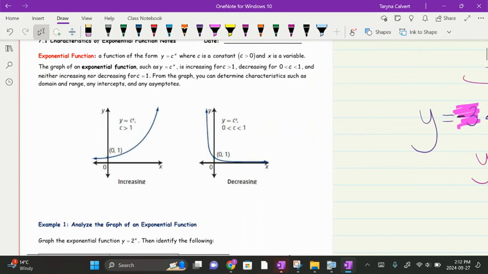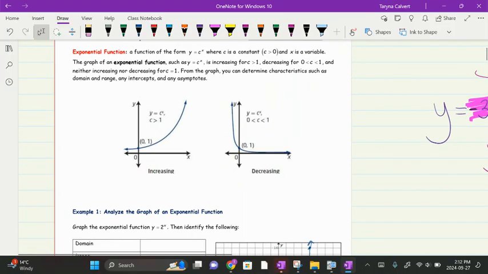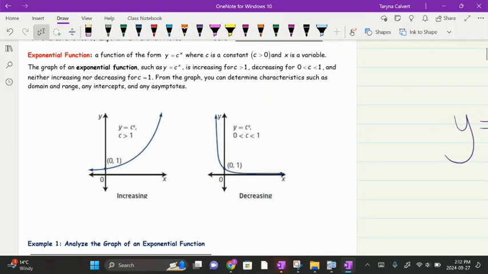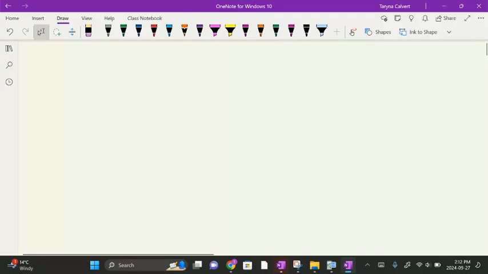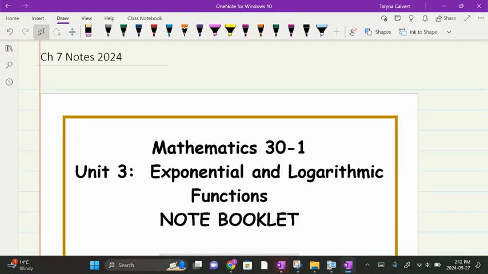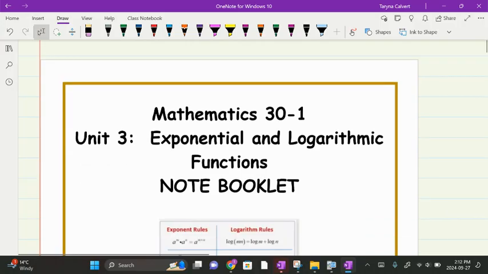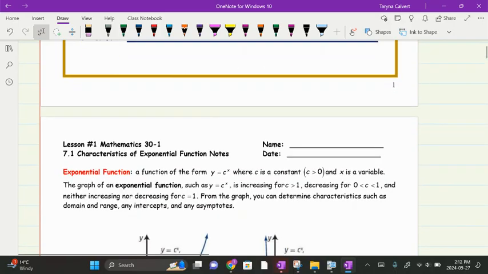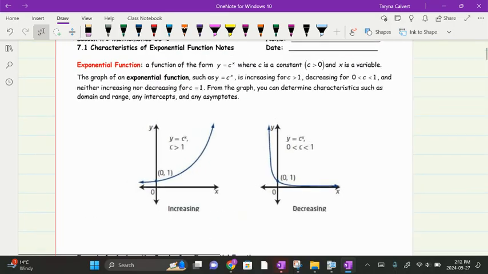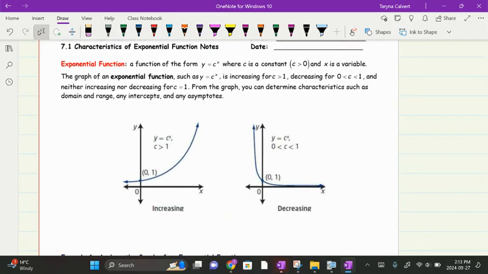But let's go through the characteristics. One thing you will have to know is the base will also tell you if it's increasing or decreasing. So if the base is greater than 1, it'll increase. If the base is between 0 and 1, it will be decreasing.